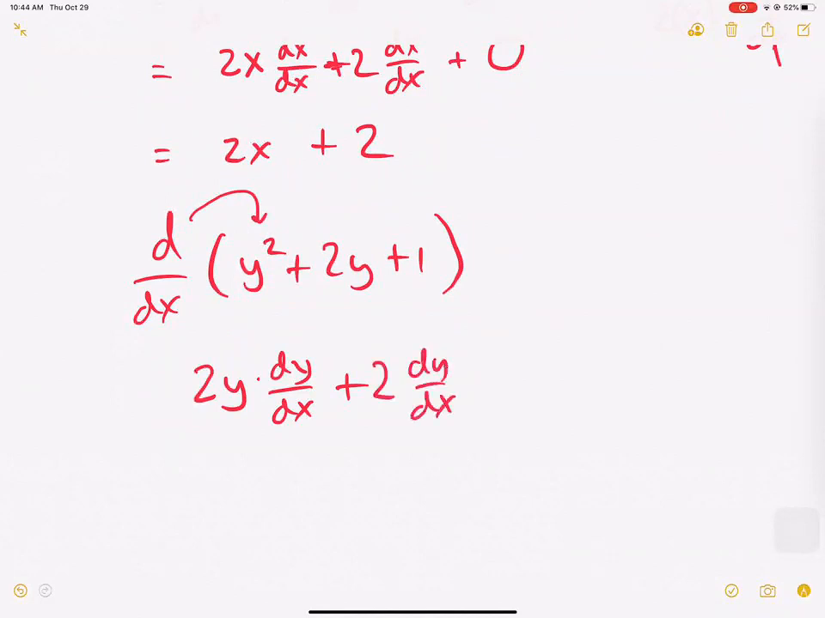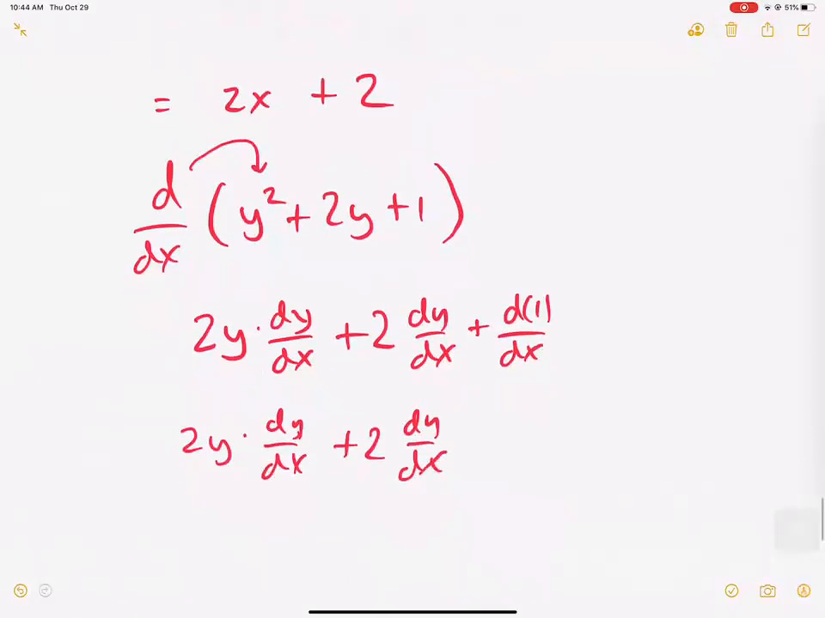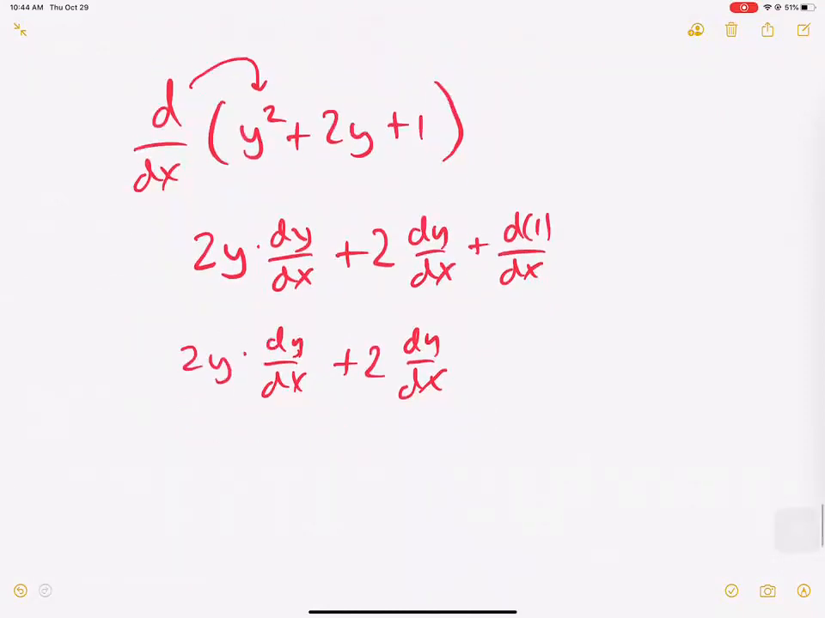And what is the derivative of 1? That hasn't changed. That's going to be 0. And it turns out this is actually our derivative now, because the dy over dx do not cancel out. And that's what implicit differentiation is. That's it. If it doesn't cancel out, leave it alone. Good job, guys. Well done.